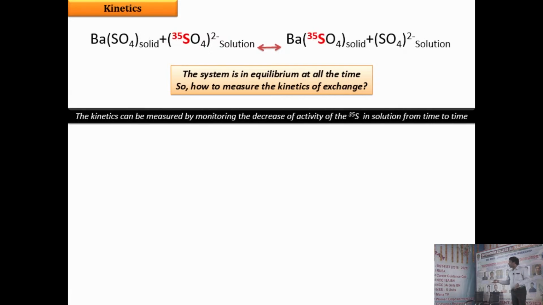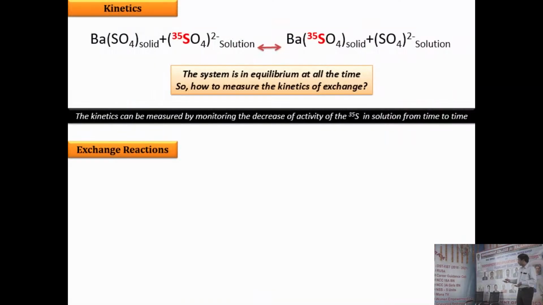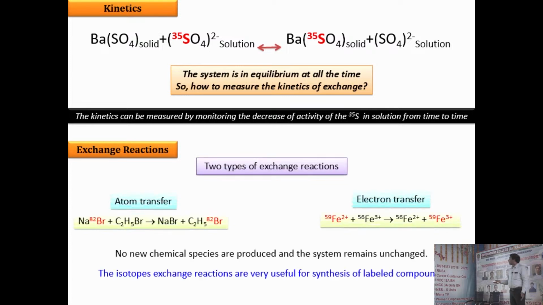The kinetics can be measured by monitoring the decrease in the activity of sulfur-35 in the solution from time to time. You dope the sulfur-35 in the sulfate, and you see how much the activity is decreasing with time. From this we can determine the kinetics of sulfate exchange with the barium sulfate.